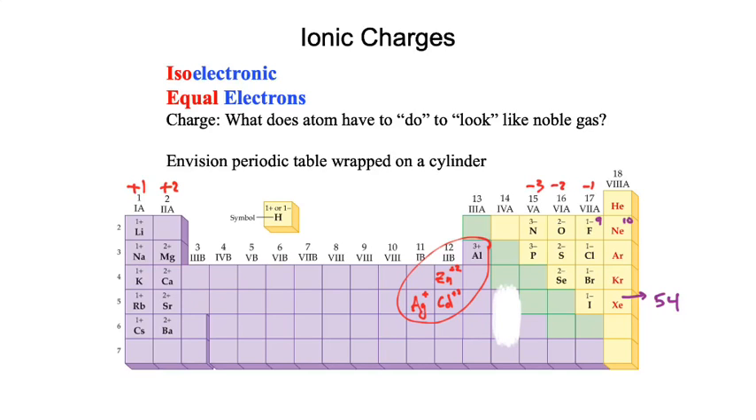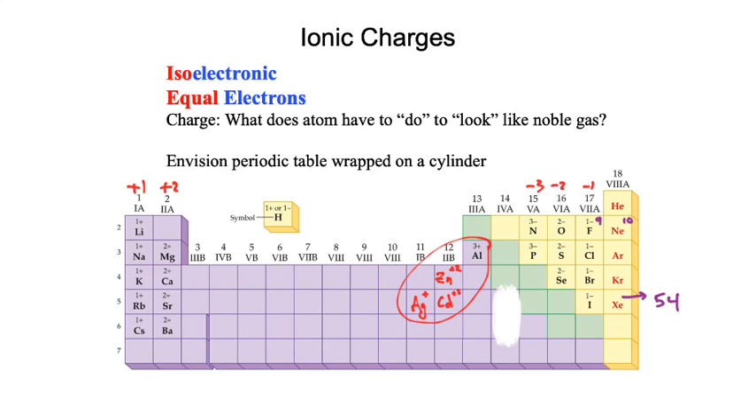What does iodine need to do to look like xenon? How many electrons does iodine have? 53. What does iodine have to do to look like xenon? Gain 1 electron, which means it would be -1 charge. Everything's trying to look like a noble gas.